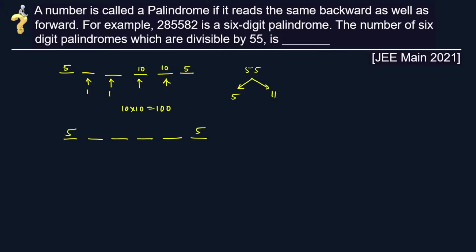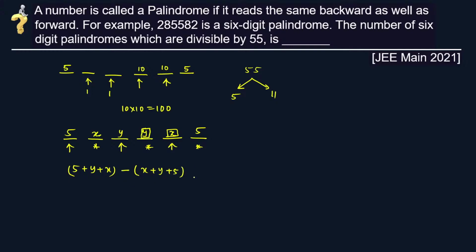Now, in that 6-digit number, this place is 5, this place is 5. These two places are fixed. Now, let us say this place be x. I don't know which digit will come here. And let us say this place be y. Obviously, whatever value you put here, you have to put the same value here. And whatever value you put here, you have to put the same value here. Therefore, the sum of the odd places is this, and the sum of the even places is this.